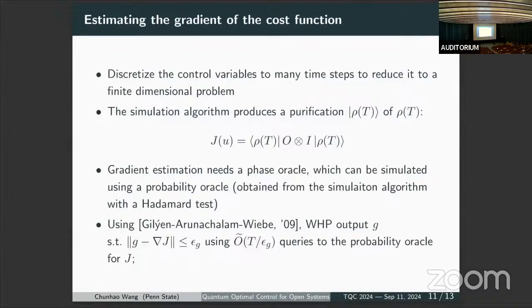So in this case, we use the quantum gradient estimation by Gilyén, Arunachalam, and Wiebe. The result says with high probability, you can output an estimate of the gradient which is precise in terms of the two-norm error, and the query complexity is T over epsilon to the gradient oracle, which means the query to this Lindblad oracle is T squared over epsilon.